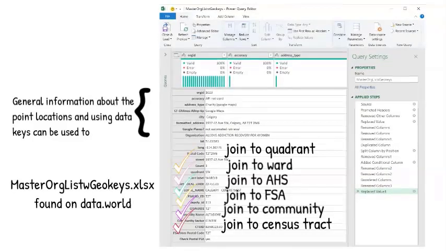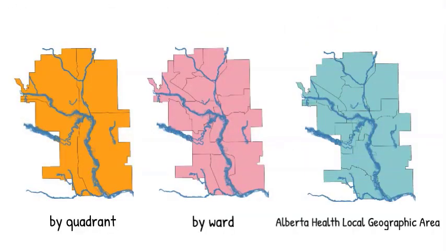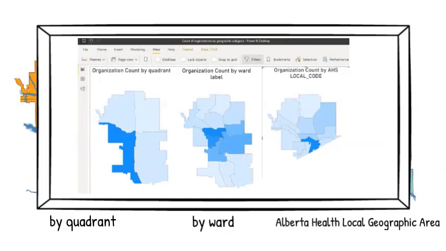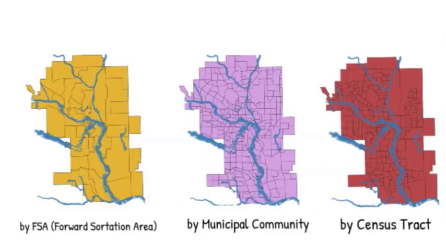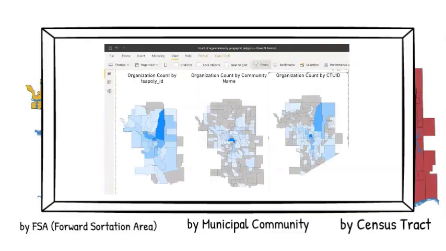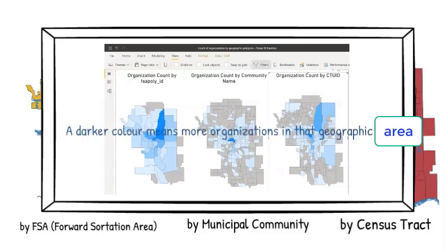What is supplied to you on data.world is this master organization list with all these keys. You can see the check marks there, and they are found on the data.world project that we're using for this mini datathon. This then supplies us with hooks to correlate data by quadrant, by ward, by Alberta Health Services area. And here you can see how it looks in Power BI. And then by forward sortation area, municipal community, and census tract. And this is how the number of organizations look in Power BI for those shapes.